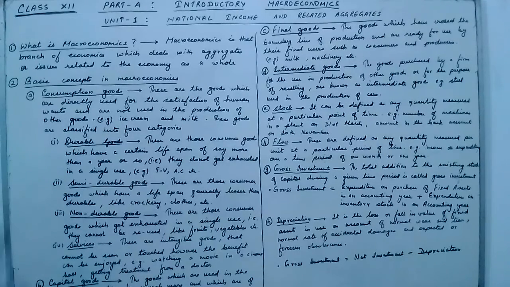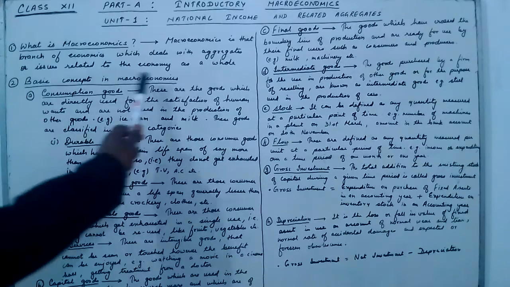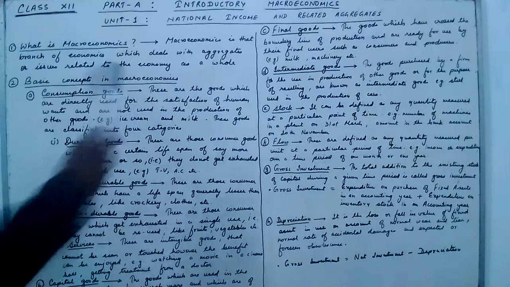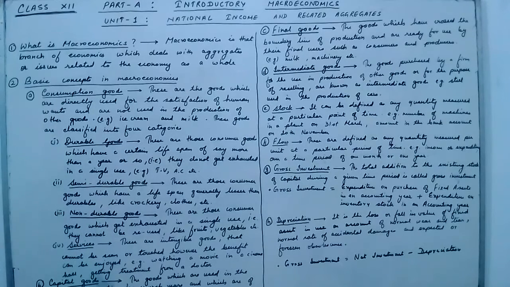So in the basic concepts of macroeconomics, first we have studied the consumption goods. Second, we are going to study the capital goods. What are the capital goods? Capital goods are goods which are used in the process of production for several years and which are of high value.